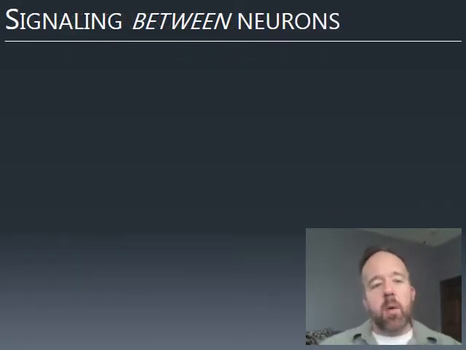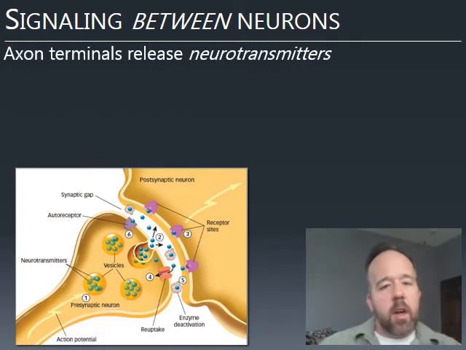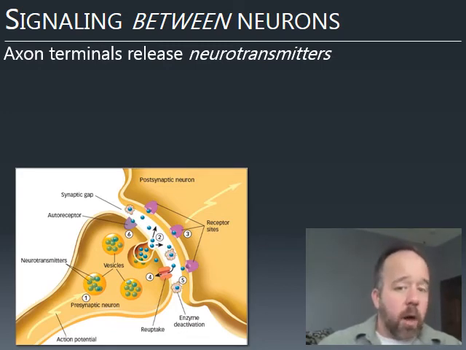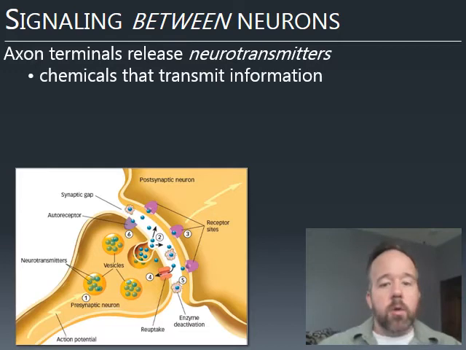Okay, so that's signaling within a neuron. What about signaling between neurons? And here, as I've mentioned, axon terminals release chemicals. They hold on to chemicals in what are called vesicles. And these chemicals are called neurotransmitters. So neuro, from neuron, and transmitter because it's transmitting information. This is how neurons communicate with one another. So neurotransmitters are chemicals that transmit information.